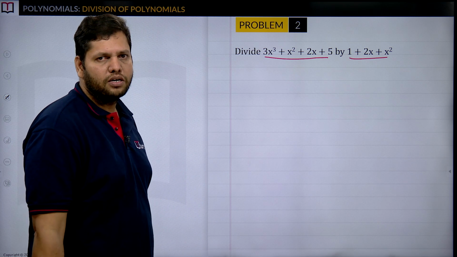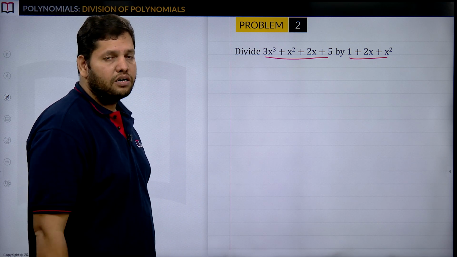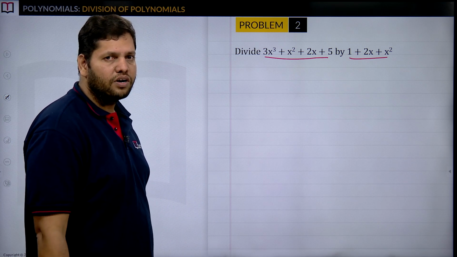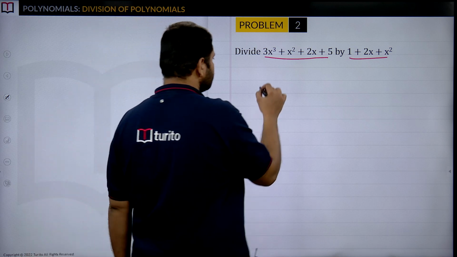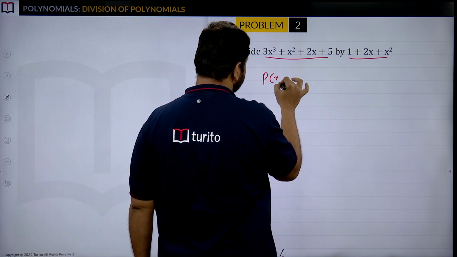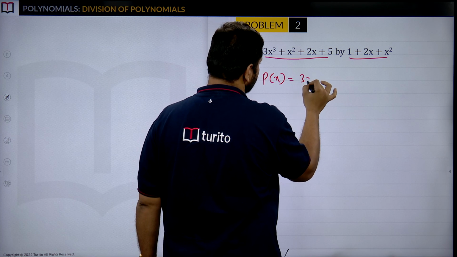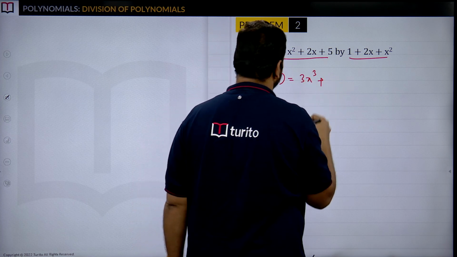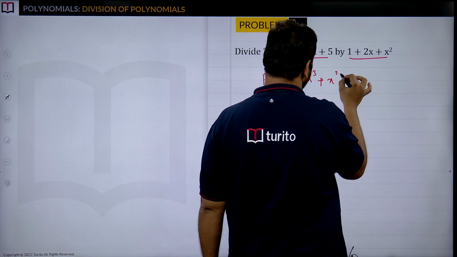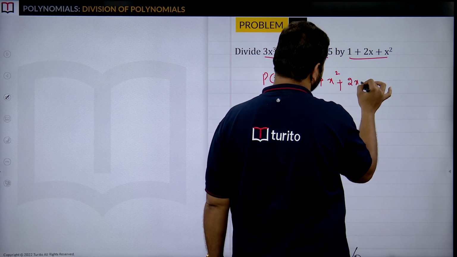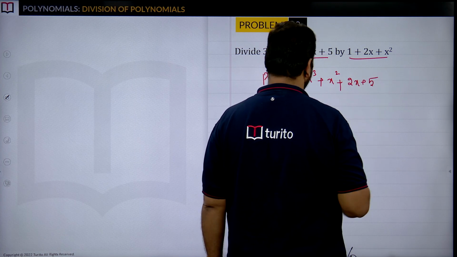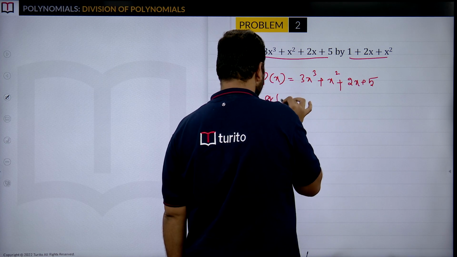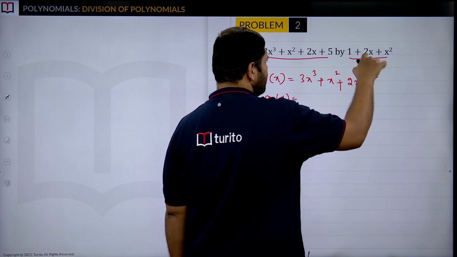Are you getting my point, children? We are dividing a cubic polynomial by a quadratic polynomial. Children, the first given polynomial you can take as p of x. So it is 3x power 3, and this is the x square term, and this is 2x, and this is plus 5. Now you can take this as g of x. Children, look at the g of x.